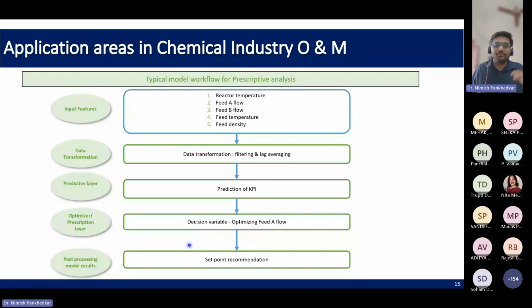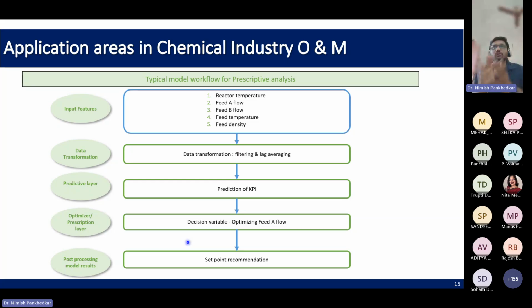And then you have to do some post processing. Again, domain knowledge comes into the picture, because if the data tells you, okay, increase your steam valve to 100%, it might not be feasible in terms of safety or in terms of operations. So there you'll have to put in your domain based constraints, and then recommend a set point. What should be your x1, x2, x3.